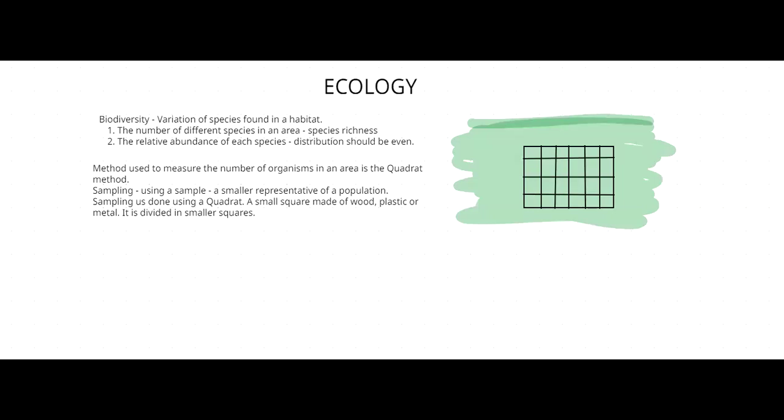Same thing we're going to do over here. What are you going to do? You are going to choose any random square. After you choose a random square, you are going to count the number of organisms. So for example, you and I are counting flowers. You'll randomly choose a square. Sorry, I meant randomly choose an area.